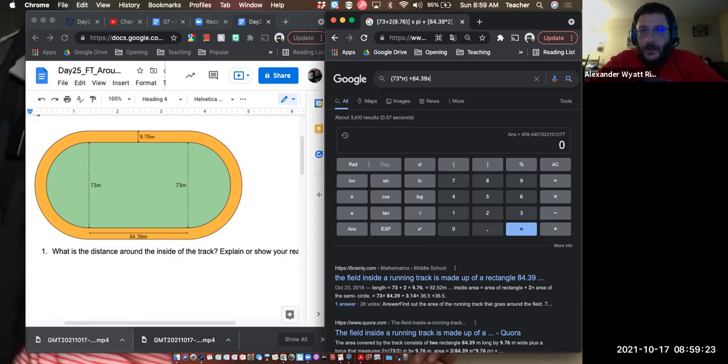84.39 times 2. Remember, you have to add the parentheses in the right spots, right? You get equal to 400, right? But you can't do that because it wouldn't be 73 meters, it would be x. Then you have to solve for that. So here's how you would solve for it.